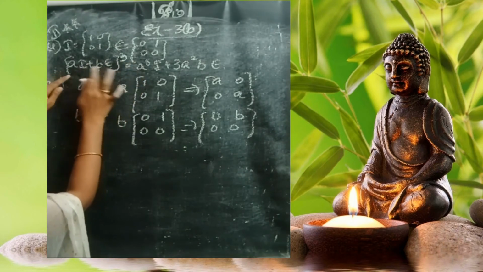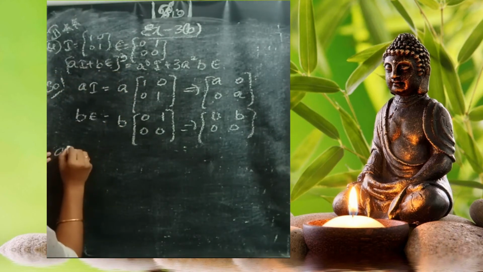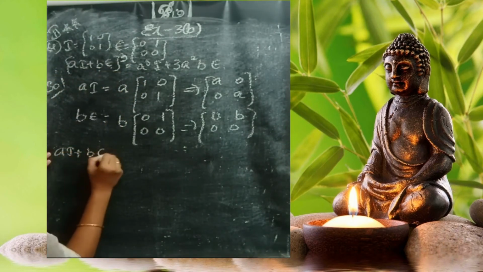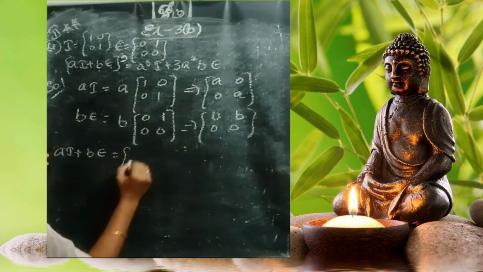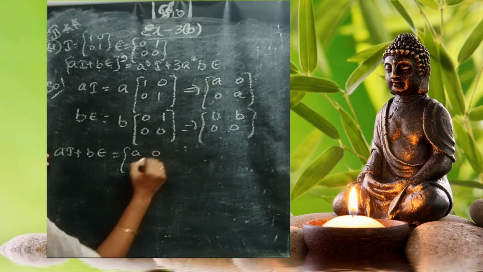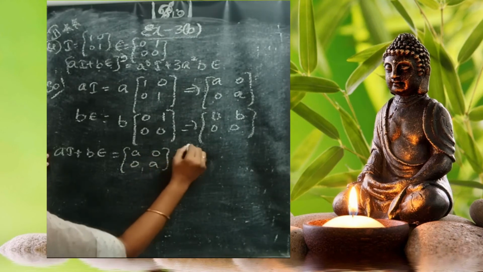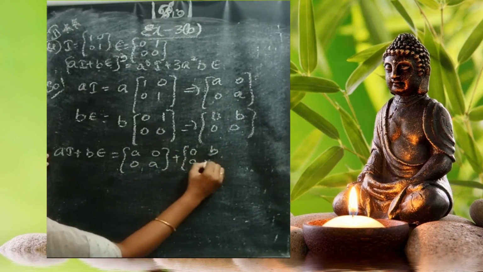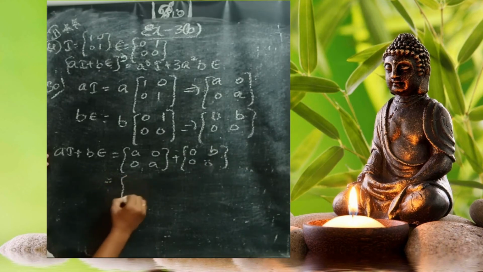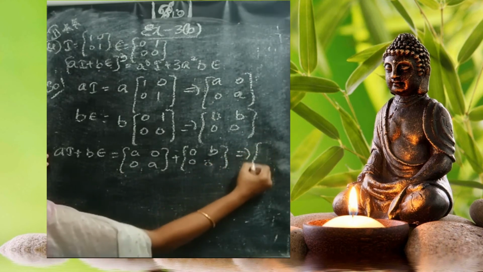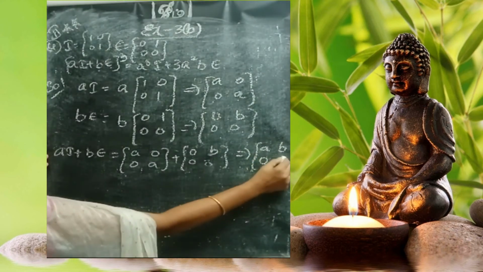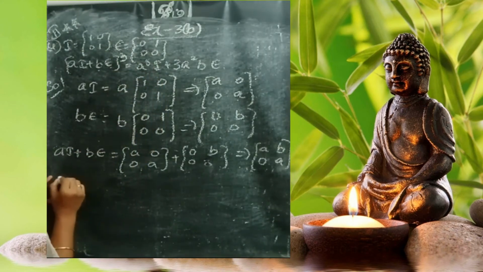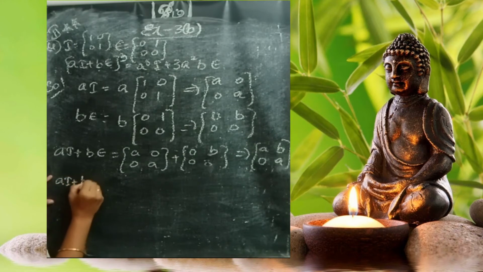Now we have to add, right? AI plus BE. First we have to do the addition. Then you will get A 0, 0 A plus 0 B, 0 0, which equals A B, 0 A. To find the cube, what do we have to do? First we have to make the square.